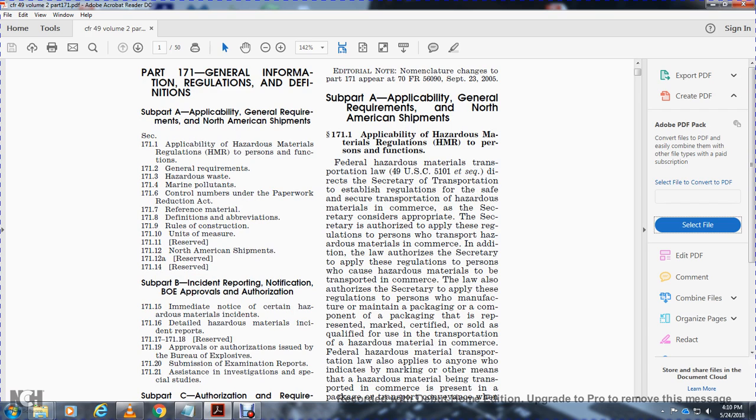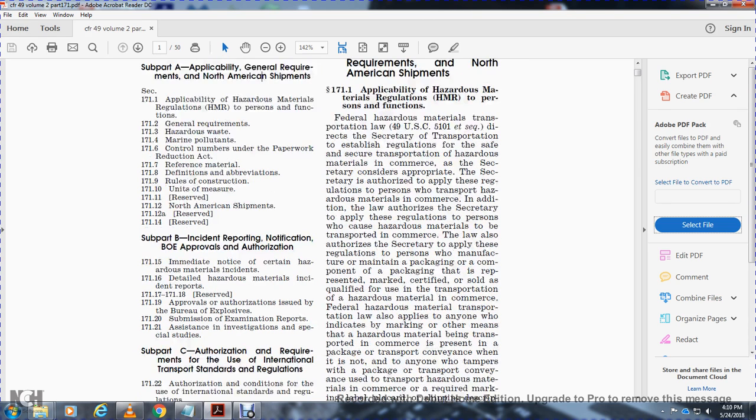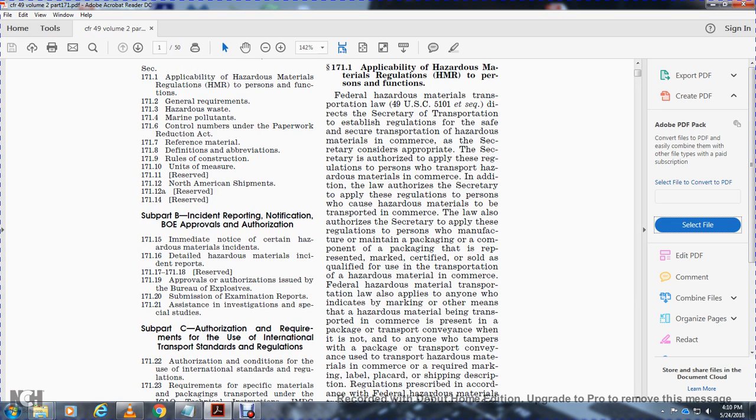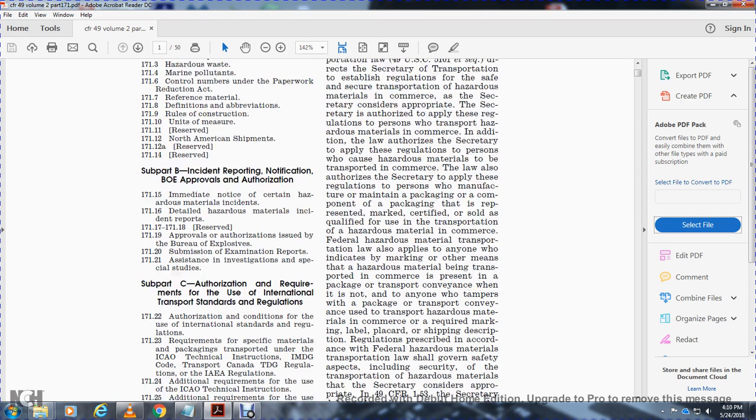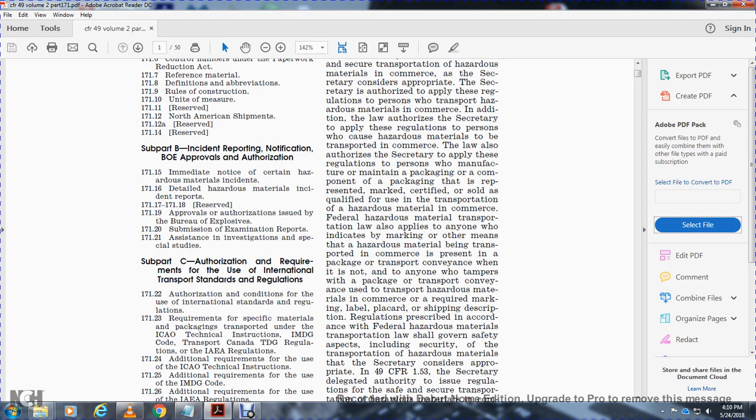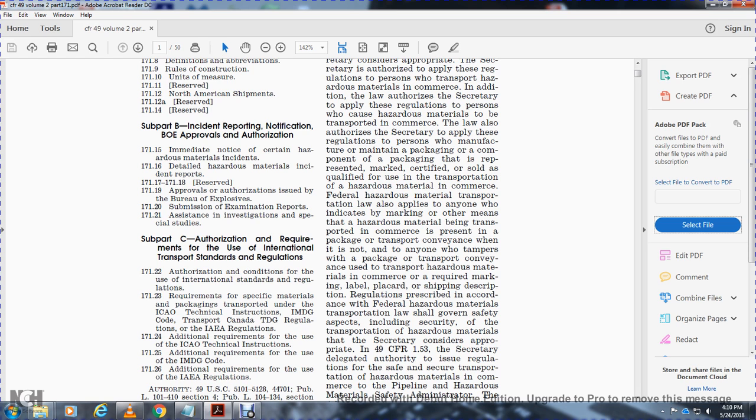The law also authorizes the Secretary to apply the regulations to persons who manufacture, maintain packaging or a component of the packaging that is represented with the mark and certified and sold as qualified for the transportation of hazardous materials in commerce. Federal hazardous materials transportation law also applies to anyone who marks other than as a means of identifying the hazardous material being transported in commerce and present with the package, and to anyone who tampers with the package or transport conveyance with the transportation of hazardous materials in commerce. The required marking, label, placard, shipping description, and regulations prescribed in accordance with federal hazardous materials transportation law shall govern the safety aspects, including security, of the transportation of hazardous materials.